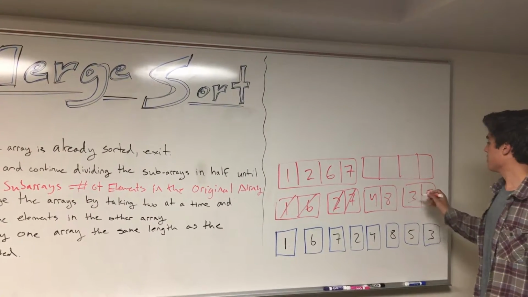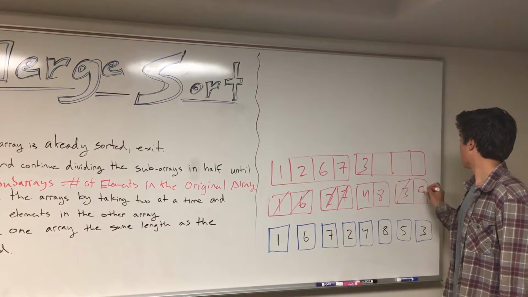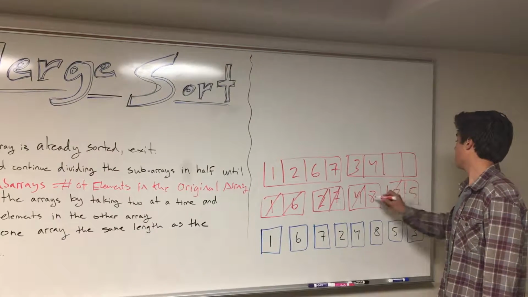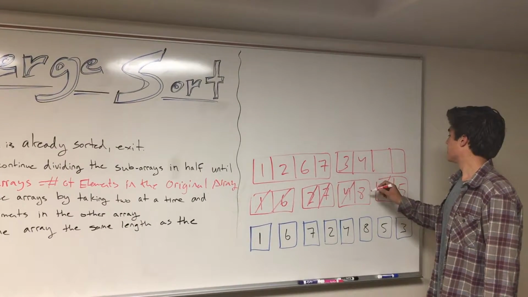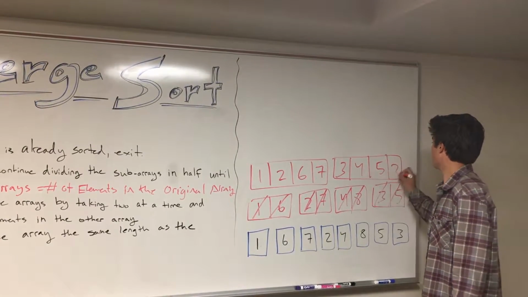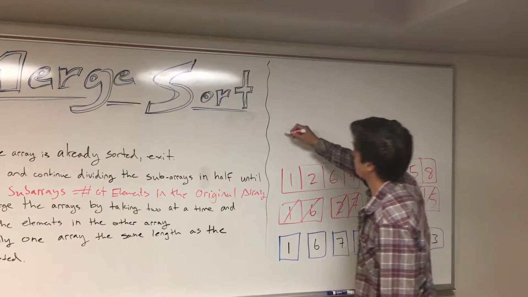Next we compare 4 and 3. 3 is smaller. Compare 4 to 5. 4 is smaller. Compare 5 to 8, or 8 to 5, sorry. And since 5 is smaller, it goes in the next element. And 8 goes here. And now we're ready to do the last comparison to get it all in order.